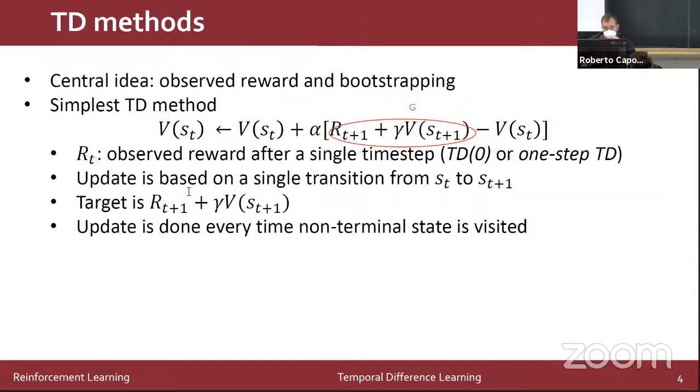As I mentioned already, the update is based on a single transition from the old state to the new state, and the overall target, the one that I have selected in red, is the reward plus gamma multiplying the value function at the next state. This update is done every time a non-terminal state is visited. If you are in a terminal state, this becomes 0, so you don't have a next state. So, to write the full formula, the exact formula is the following.